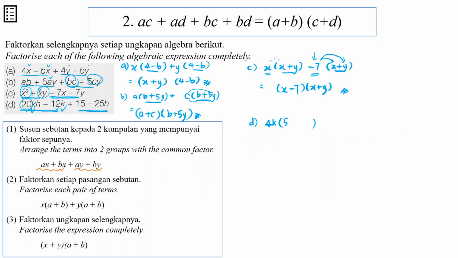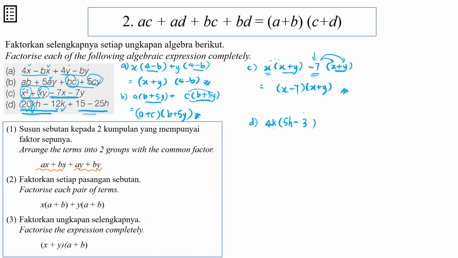In order for us to get back 20, 4 must multiply with 5. Settle the number, now settle the variable. In order for us to get back kh, I have k outside, I just need to have h inside. So done with the first term. What about the second term? How do I get back negative 12k? So it must be negative here and 3. 4 times 3 is 12. k already taken out. So that's it.